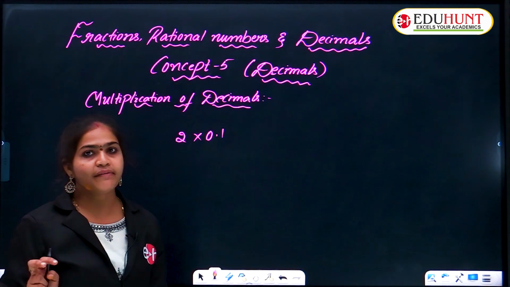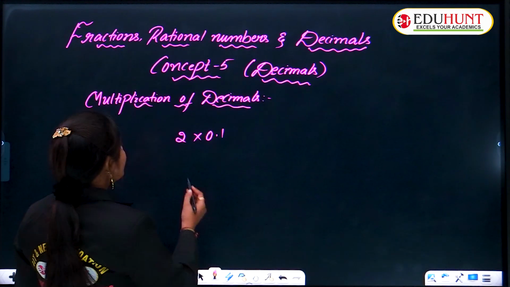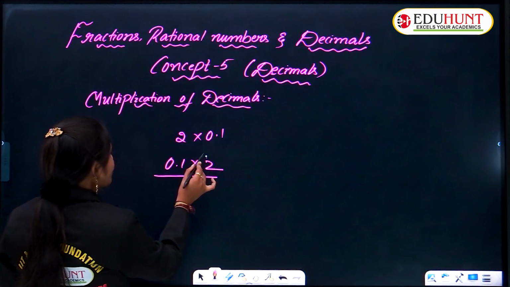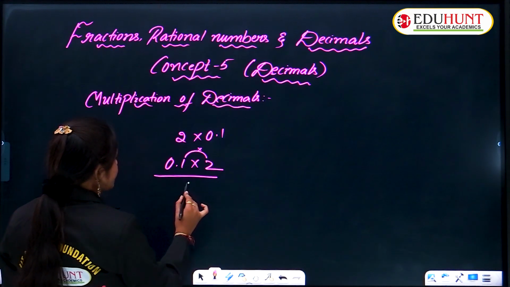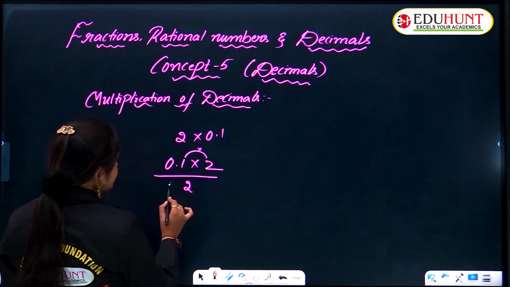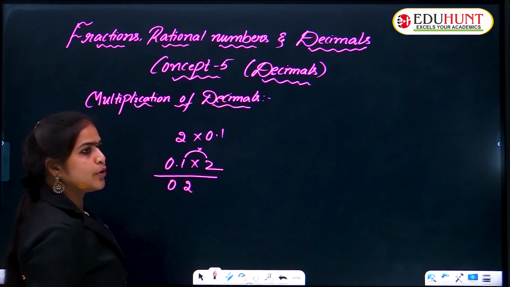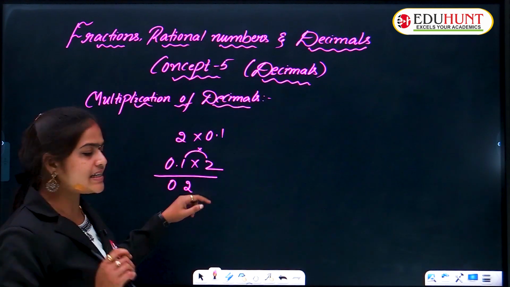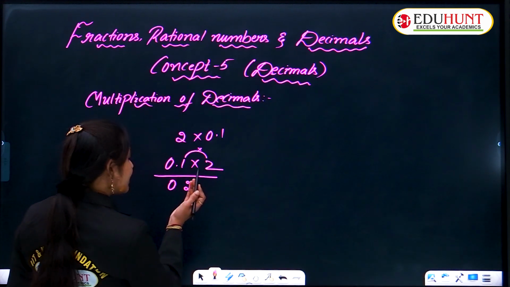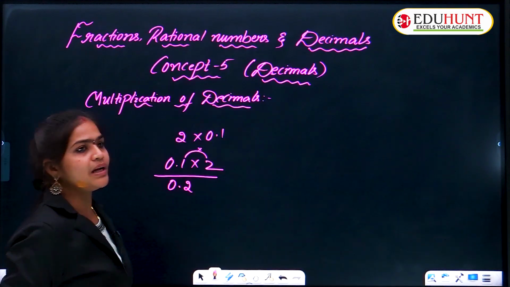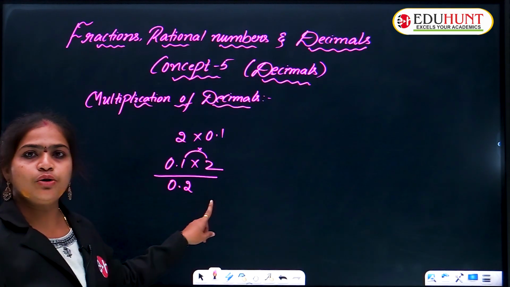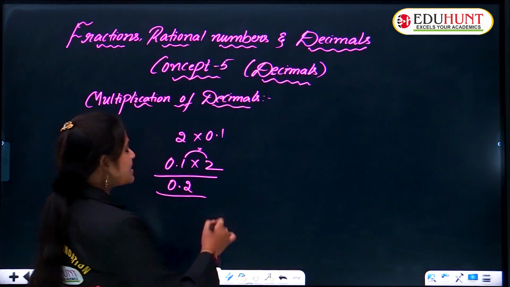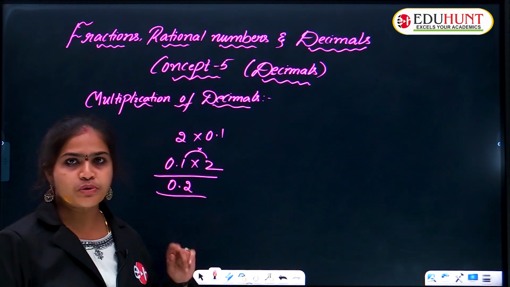Here actually we have two methods. One is direct multiplication, 0.1 into 2. See, 2 into 1 is equal to 2. 2 into 0 is equal to 0. And how many digits are there after the point? Only one digit is there. That's why we have to keep the decimal point before that one digit, after the 0 and before the 2. Then what is the answer? 0.2. This is one of the methods.